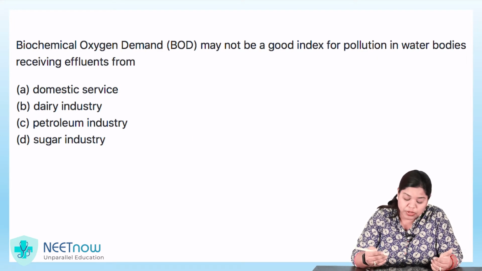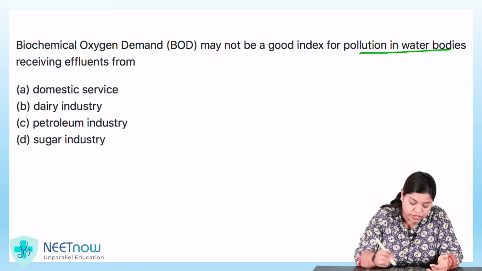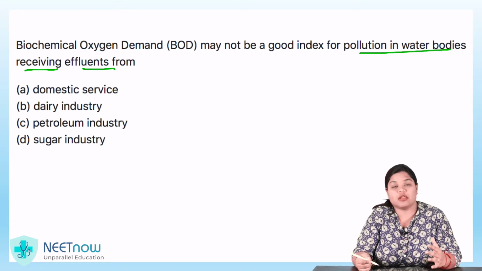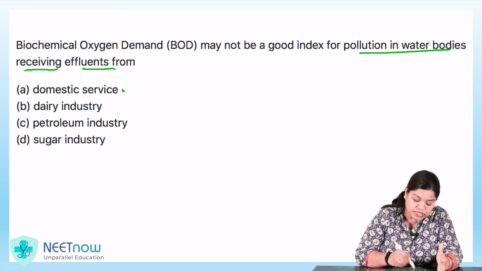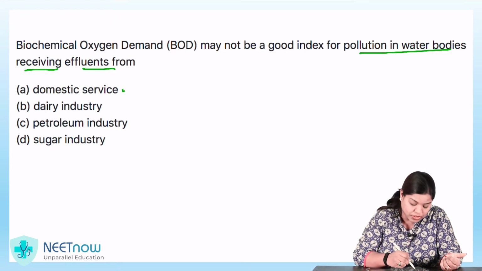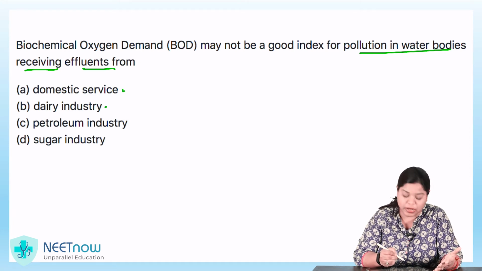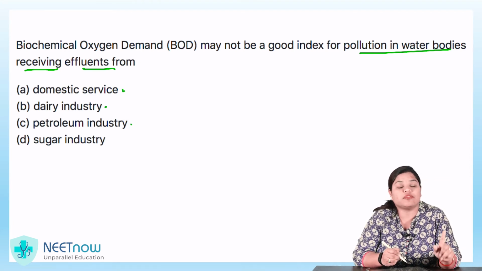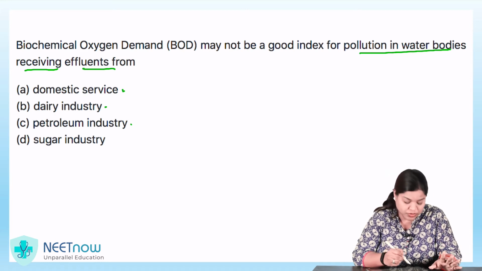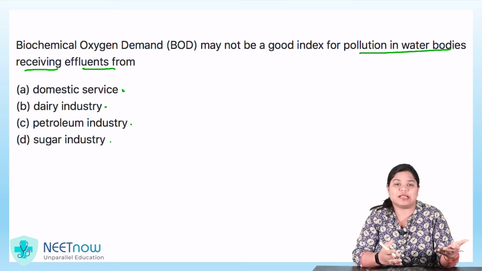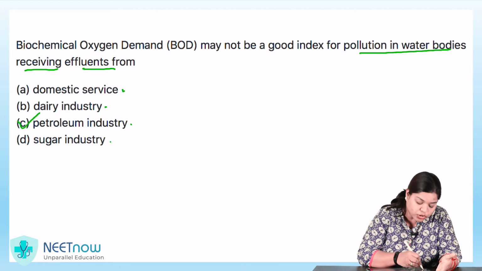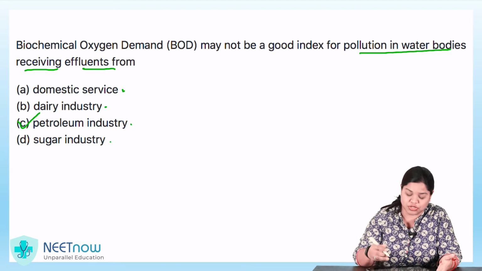Biochemical oxygen demand may not be a good index for pollution in water bodies receiving effluents from... Now BOD is helpful in measuring the organic matter present in any water or whatever solution you have. So herein, domestic sewage will have organic matter. Dairy industry, again there will be presence of organic matter. Petroleum industry, the organic matter will be absent here because there is no life in it. Sugar industry, obviously the organic matter will be there, as it comes from sugarcane, basically the sugar mills and all. So your correct option is option C, petroleum industry.